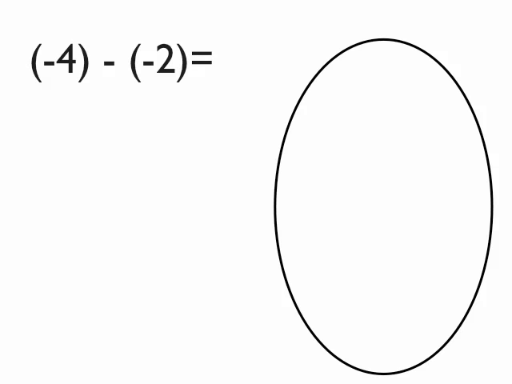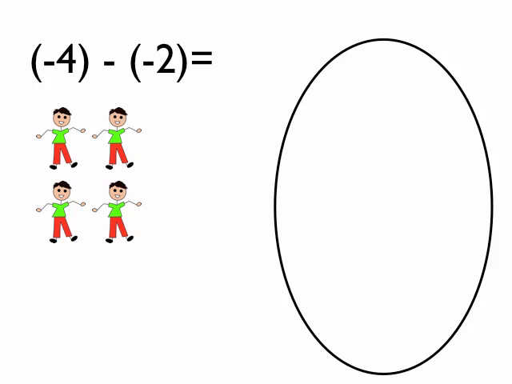Our next problem is -4 minus -2. So the -4 means that we have currently 4 boys at the middle school dance. The subtraction sign indicates that people are going to leave the dance. Well, who's going to leave? -2 or 2 boys. So they go home, leaving us with 2 boys behind at the dance, or a value of -2.